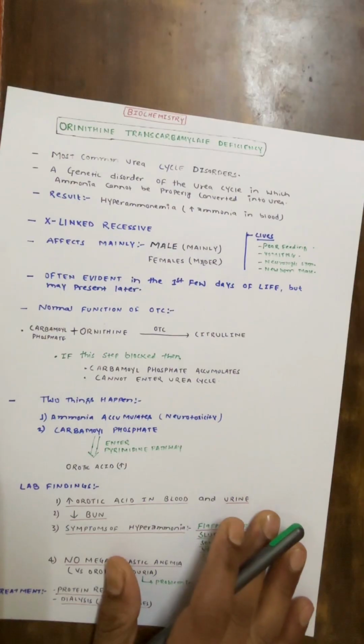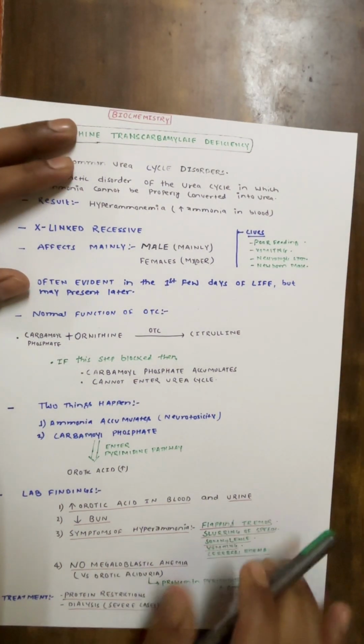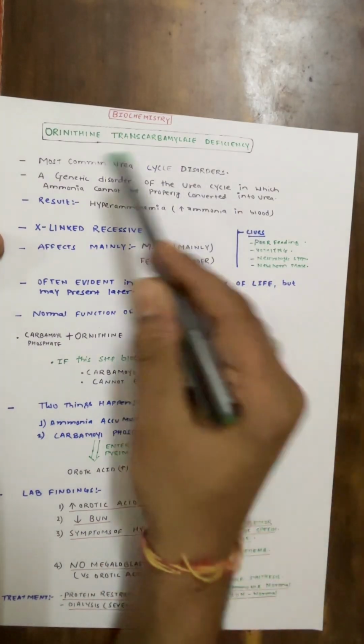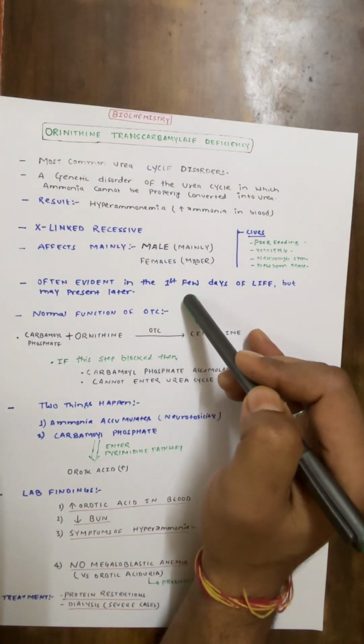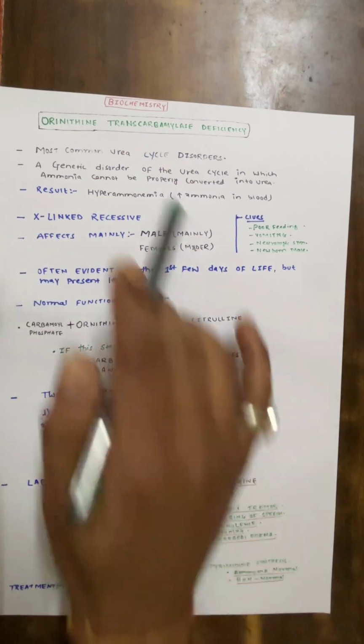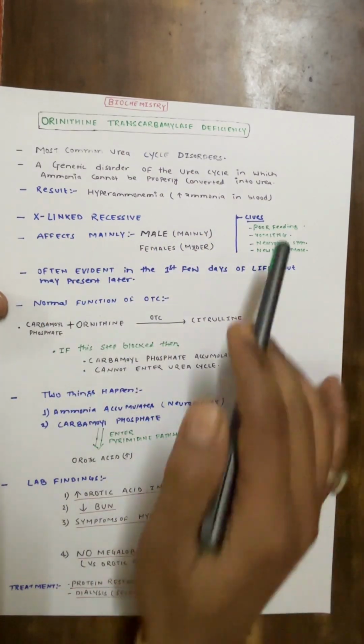So this is all about ornithine transcarbamylase deficiency, one important enzyme in the urea cycle, and the questions are most often asked in most entrance exams and highly competitive exams. So don't forget to read all these steps and the symptoms.